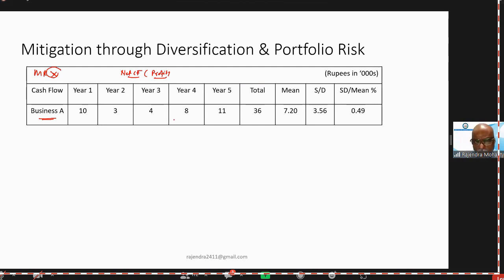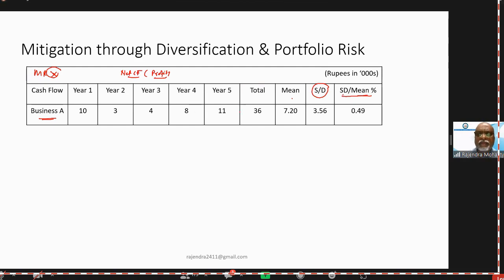And how to measure the amount of risk we are having in this business? This can be measured by finding the standard deviation, as you have done in the volatility topic, and finally finding the standard deviation to mean percentage. So that will give us the risk involved in this business.